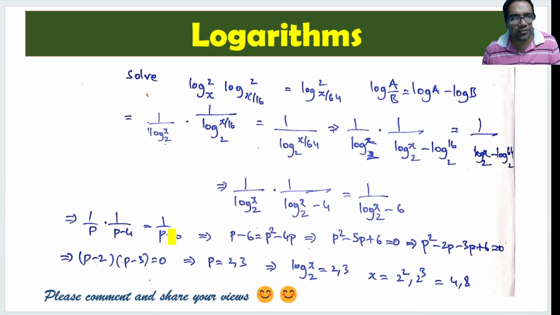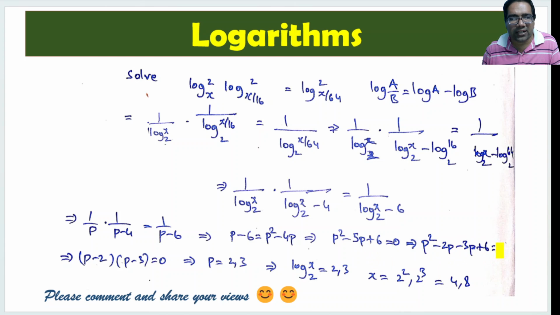Let us just do the cross multiplication. P minus 6 equals p times p minus 4, which is p square minus 4p. So p square minus 5p. If we bring p and 6 to this side, p square minus 5p plus 6 equals 0. We can write minus 5p as minus 2p minus 3p. Why? Because minus 2 into minus 3 becomes plus 6, and minus 2 plus minus 3 becomes minus 5p.